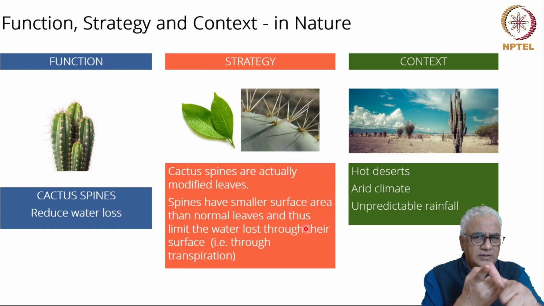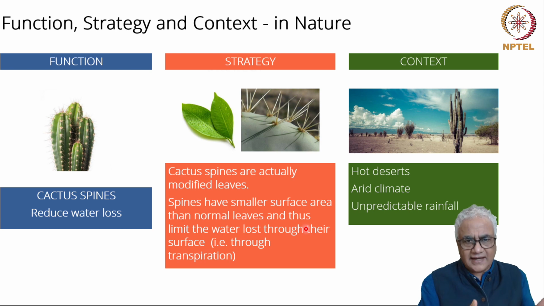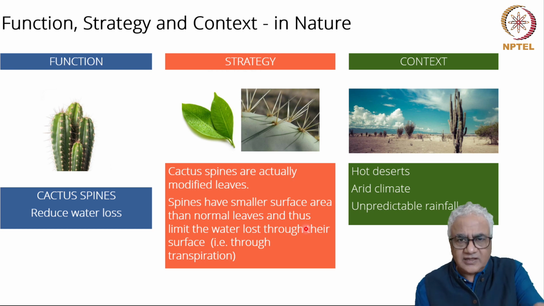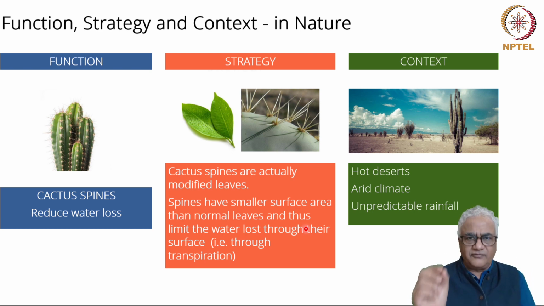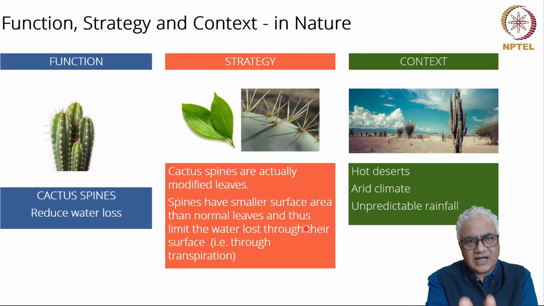So after you remember the lotus leaf, you also remember one more example, the cactus spines. The cactus spines are actually modified leaves. Spines have a smaller surface area than normal leaves and thus limit water loss. So this is the strategy of the cactus spines. And the context is important. The context is hot deserts, arid climate, and unpredictable rainfall.